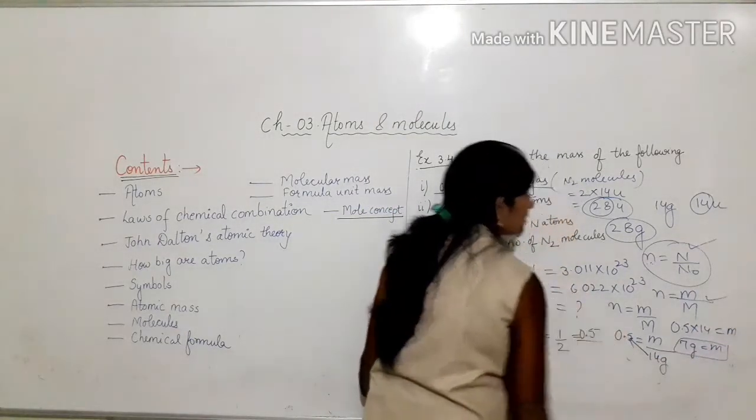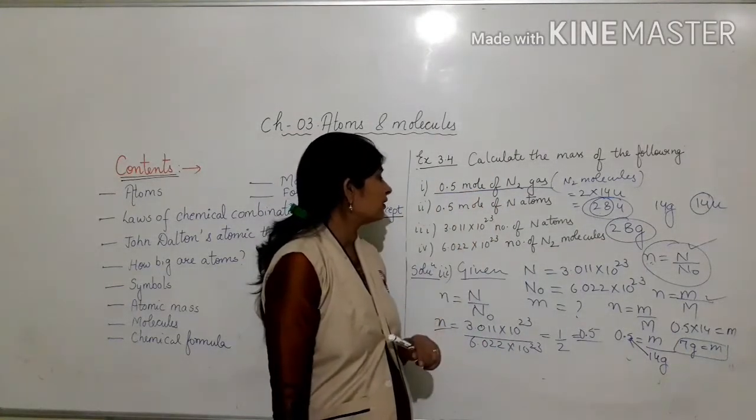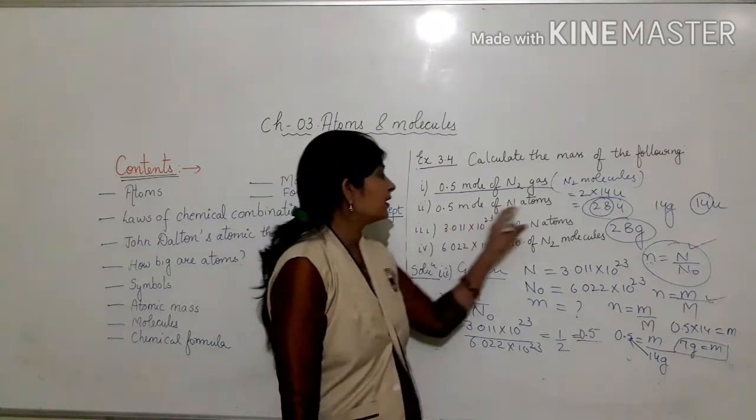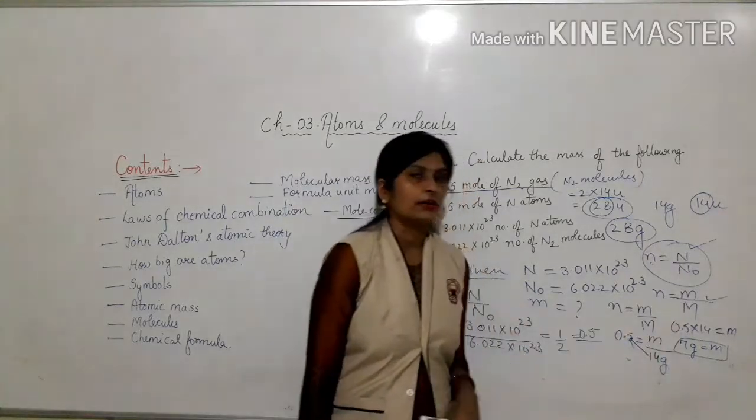So what is the mass? 7 gram of 3.011 into 10 to the power 23 number of nitrogen atoms. So these many nitrogen atoms have mass 7 gram.